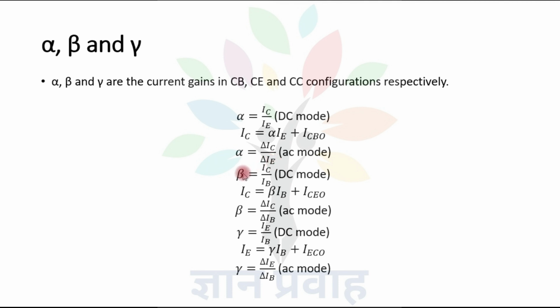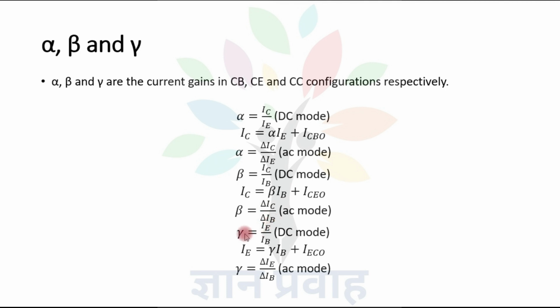Similarly, beta is the current gain in case of common emitter configuration, and it is the ratio of IC by IB. Similarly here, if we are adding the leakage current component, then IC equals beta IB plus ICEO. ICEO is the collector to emitter current when the input side is open, and the input side in common emitter configuration is the base side, base to emitter side. In case of AC mode, beta is the small change in IC by the small change in IB.